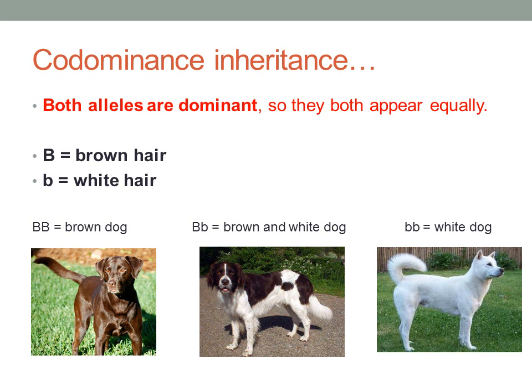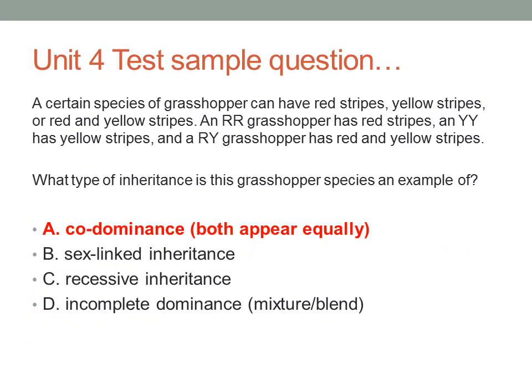So remember that codominance is when both appear equally, when we have both brown and white in this dog, or in the example of the grasshopper, both red and yellow stripes. So the best answer for this one would be A, codominance, where they both appear equally.